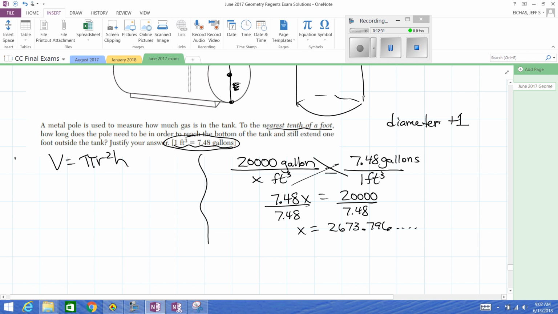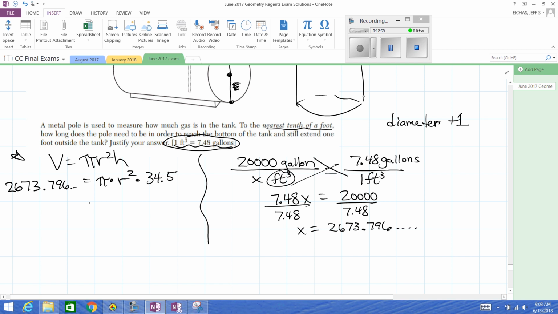Now we'll come back over to our formula. And this is actually our volume. This is feet cubed, right? What we solved for is feet cubed. So that's our volume in feet cubed. 2,673 equals pi times, we don't know what the radius is, so let's just leave it as r squared. We do know the height they gave us. It's up top, it's 34.5 feet.